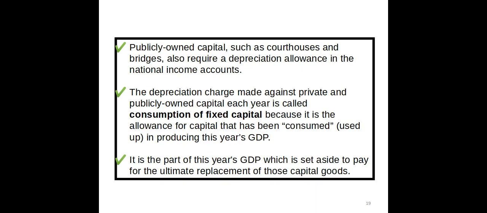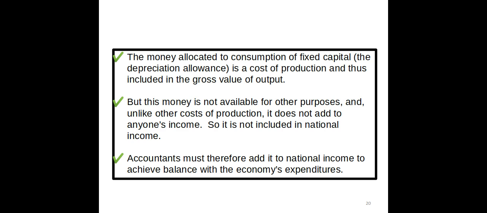This is a complicated thing, and how businesses do it is complicated. We also have to depreciate publicly owned capital for public goods, and it basically shows what of that good or service has been consumed in any given year, trying to help us equal out GDP. And it shows us what part of GDP in this year is being set aside to help pay for those things again in the future. So that gets added to the national income to achieve the balance.